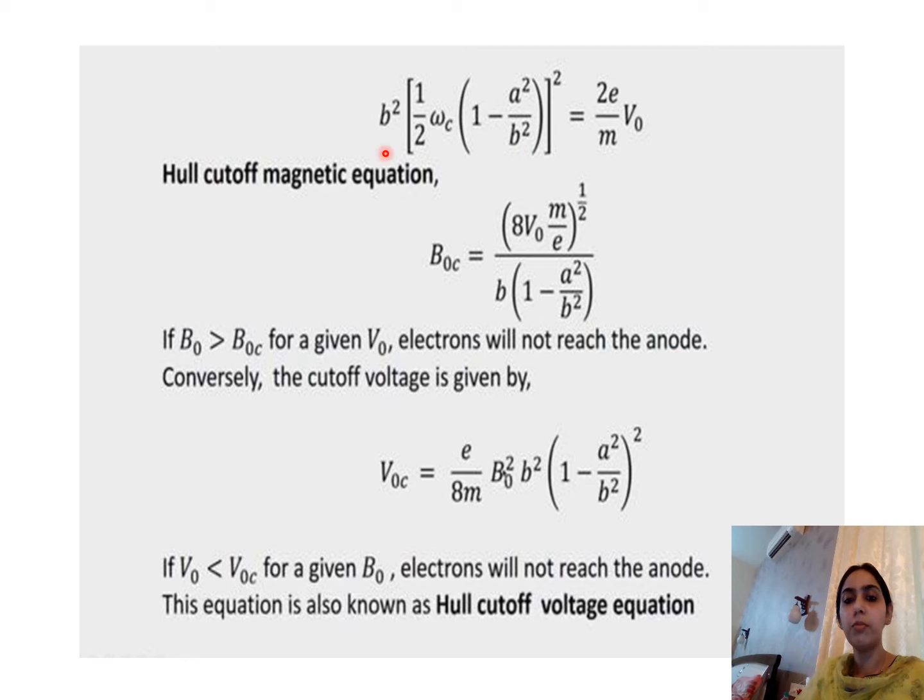Okay, so from this expression we can also find out the cutoff voltage. So these two are called the Hull cutoff equations. That is, the first one is the Hull cutoff magnetic equation and the second one is the Hull cutoff voltage equation. That is, if the voltage applied is lesser than this Hull cutoff voltage, the electrons again will not be reaching the anode. The electrons will be forced to return back to the cathode.